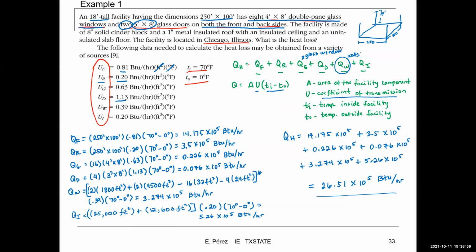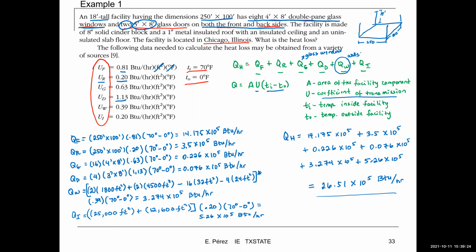So this is the first example. In this one, we were interested in calculating the heat loss. So we went through this example. We were able to complete the exercise without major issues. As I mentioned in the previous lecture, the challenge here is to identify the area for each one of the components.